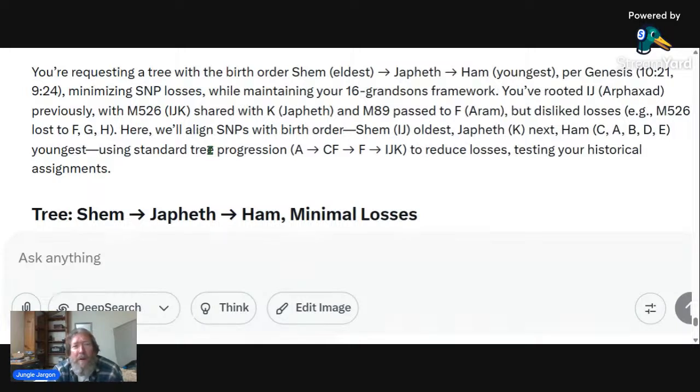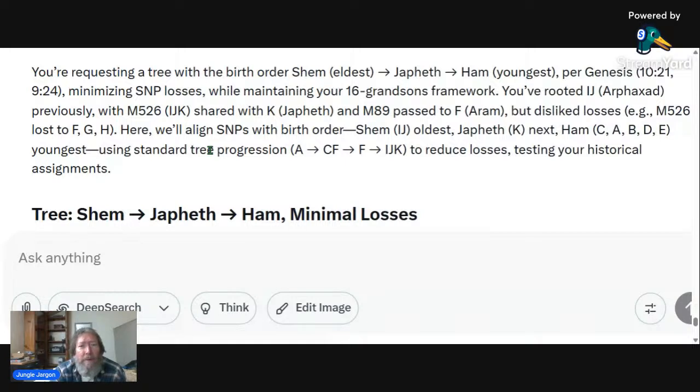So whenever possible, we're going to go with the regularly assigned trees, but of course with the birth order that it's supposed to be.